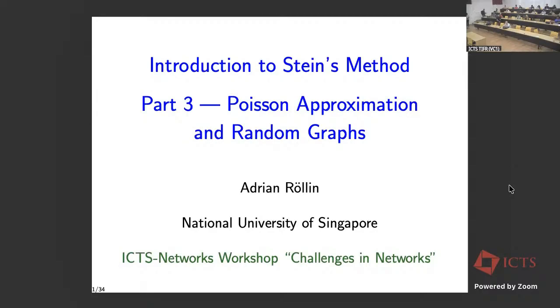I'll continue with Stein's method. So today we'll talk about Poisson approximation mostly, again with applications to random graphs. Before I do that, I want to talk a little bit about, there was a question yesterday about these Stein operators. How do we come up with them?